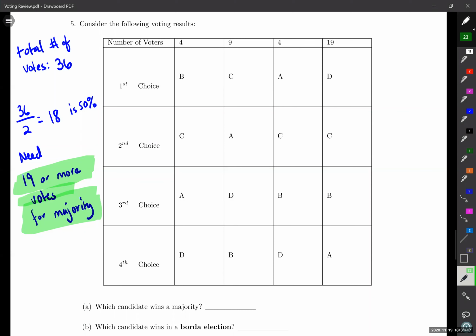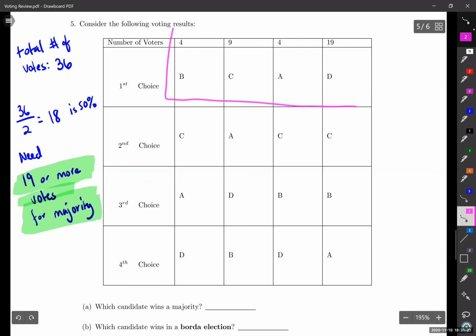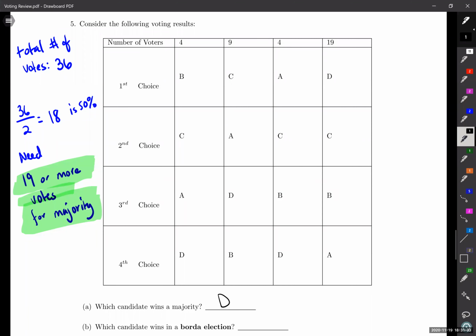And we're asked if anybody wins the majority. So just looking at our first place votes, would we agree that candidate D does get 19 votes exactly? So they do secure the majority win of first place votes. And then they do ask us to evaluate a Borda election.